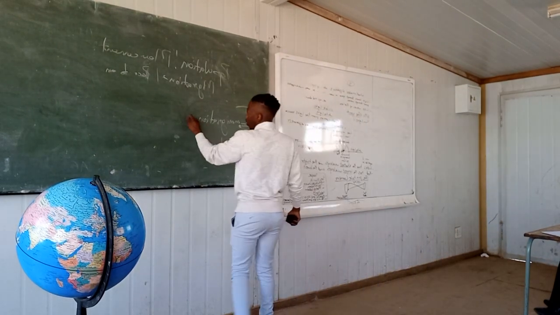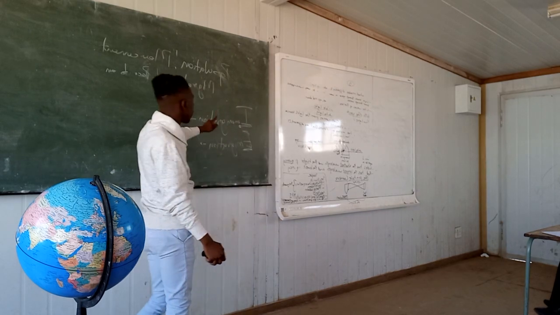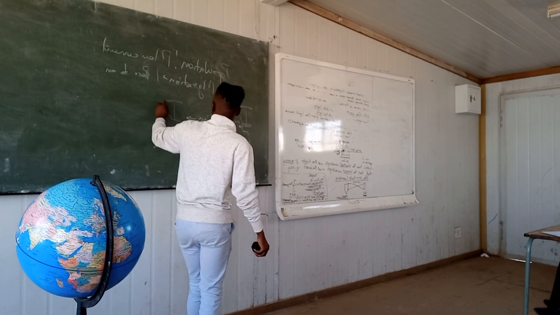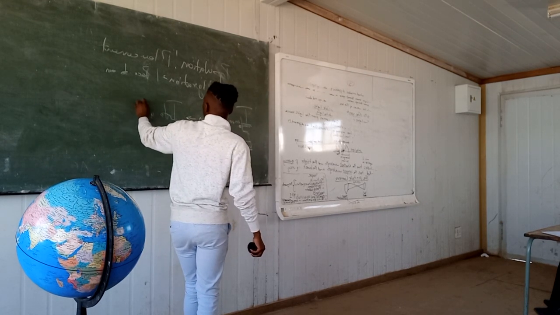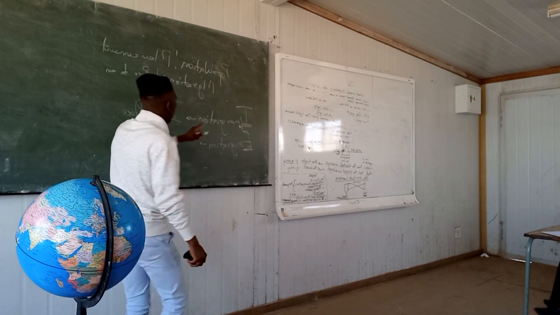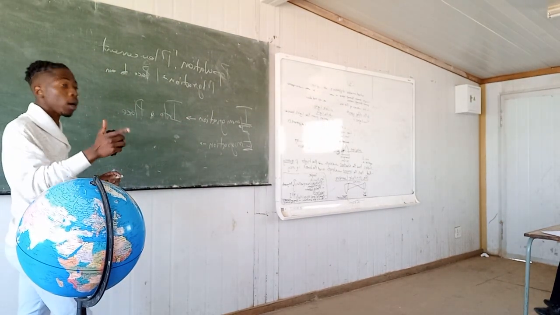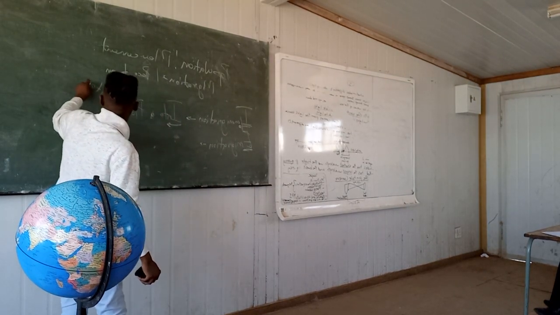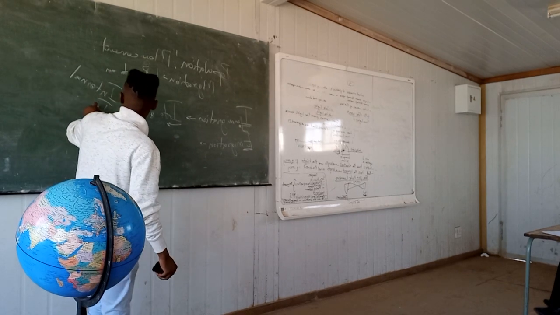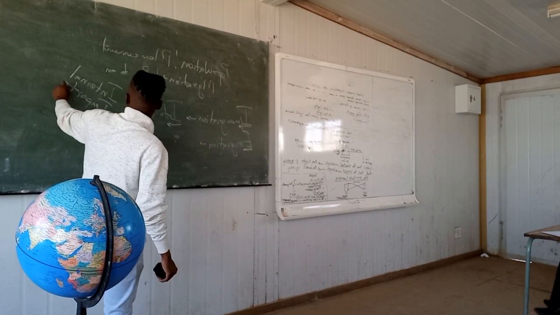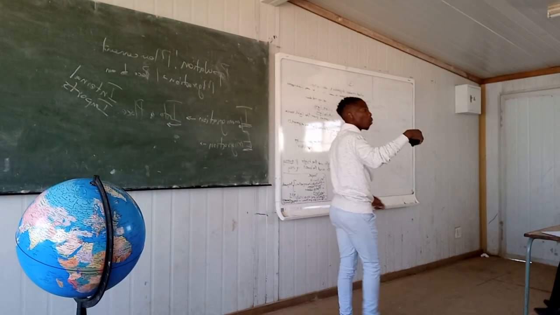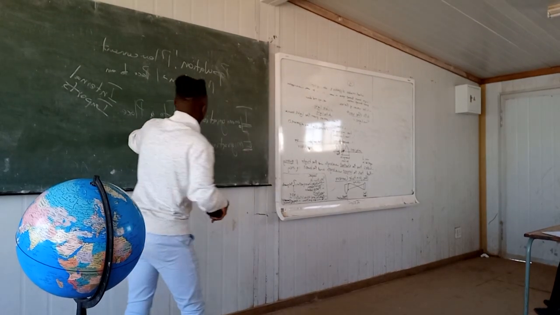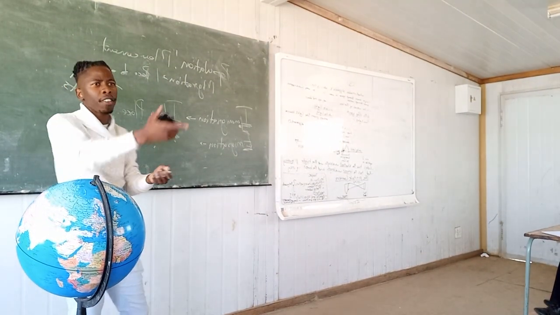Let me just break it down to you guys. Immigration with an I is basically movement of people into a place. When we talk about an I, just remember this: it is internal and related to imports. Because imports are things that we take from wherever into the country, into South Africa.